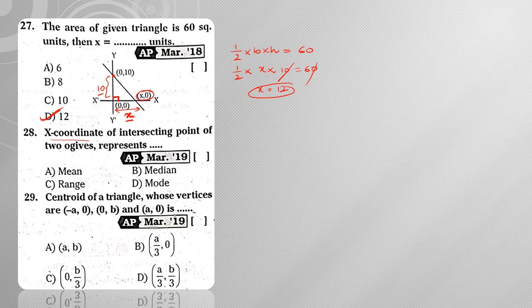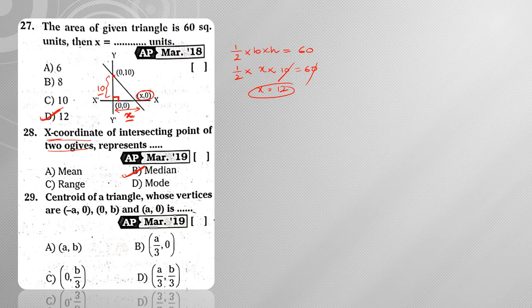Next, the x coordinate of the intersecting point of two ogive curves represents what? This particular thing belongs to the chapter statistics. Here we have the concept of the coordinate system, so we have considered this. The intersecting point of two ogive curves represents the median. It represents the median, right?